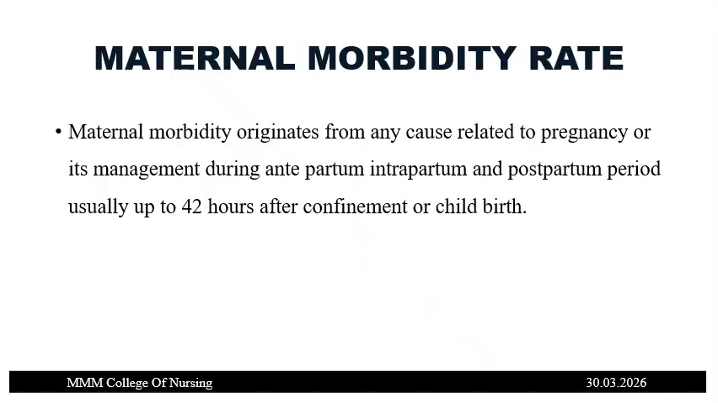We'll move on to the maternal morbidity rate. Maternal morbidity refers to complications during pregnancy, childbirth, or the postpartum period. Unlike mortality, morbidity affects the quality of life. It can be temporary, like hemorrhage, or permanent, like fistula. It is often called a hidden burden because it affects many women but receives less attention than mortality.